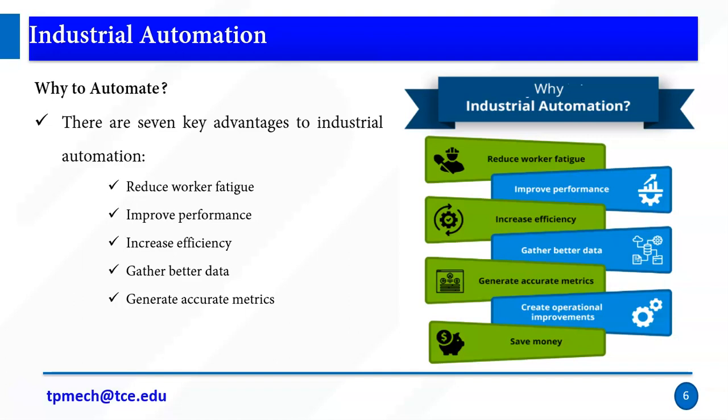So for example, if the lift fails, it will give the indication, right? In the stage, the lift fails because of the limitation: if you set 100 kg, but here you use 200 kg, like that. So generate accurate metrics, create operational improvements, right? Create operational improvements means a better working environment. We can create a better environment, right? So these are one of the main advantages.